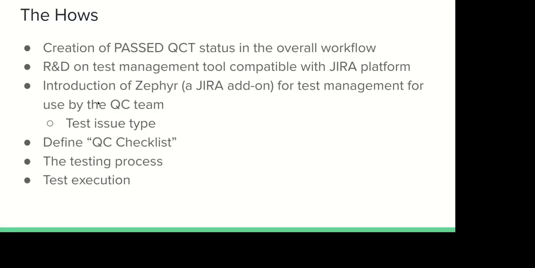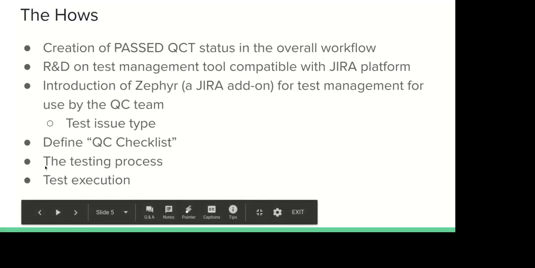So with the introduction of Zephyr, we can now have a test issue type. Before, there was just task, bug, improvement, and the others, and there was no specific issue type for test. And then our team of two members, me and Philip, decided to define what a QC checklist is before our testing. And then gradually, we defined the testing process and the test execution.